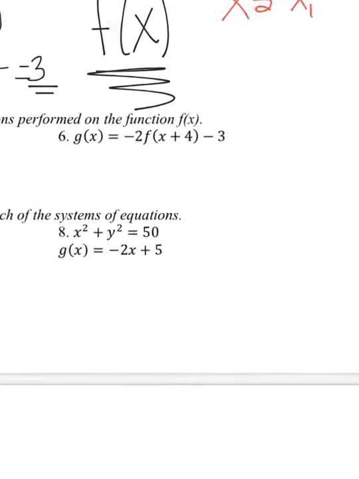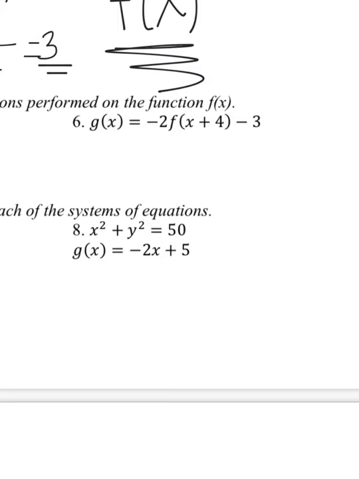For number 6, there's a whole bunch of stuff. So the first is this +4. Tells me that I am going to the left 4. The 2 out front, the 2 and the negative, those are 2 separate transformations. The 2 tells me that it's a stretch by a factor of 2.